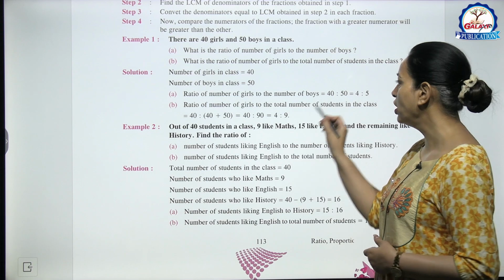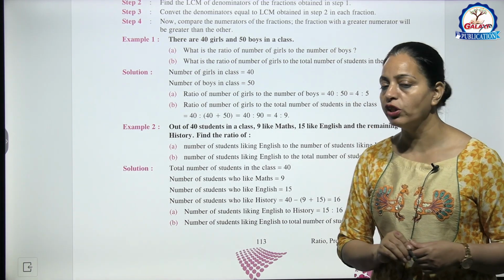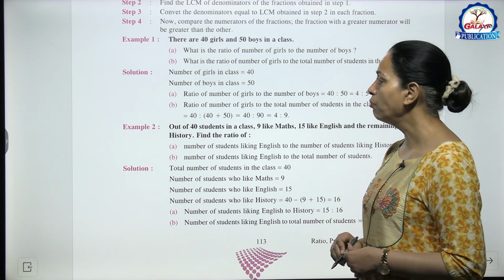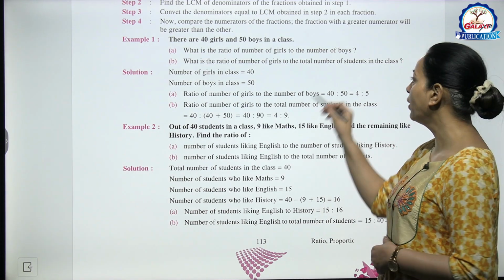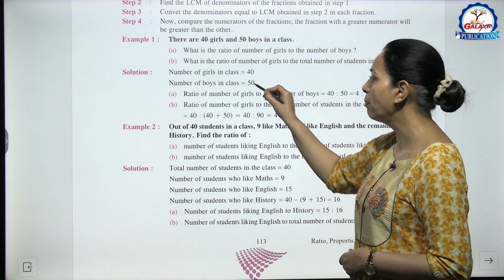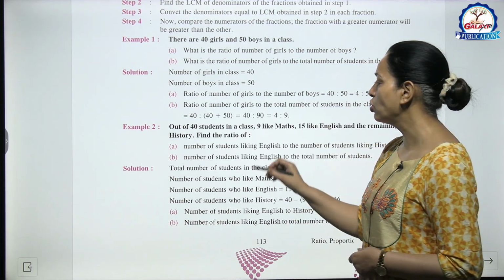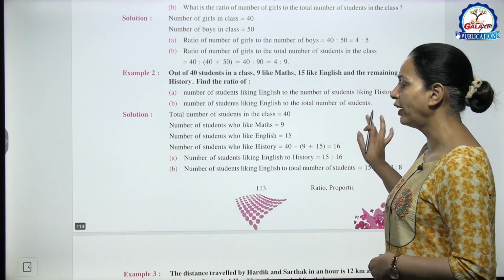So ratio 40 is to 50. So cut 0, 0. Answer is 4:5. Now B part, what is the ratio of number of girls to the total number of students in the class? So total is 40 plus 50, 90. So ratio is 40:90. So 4:9, right?